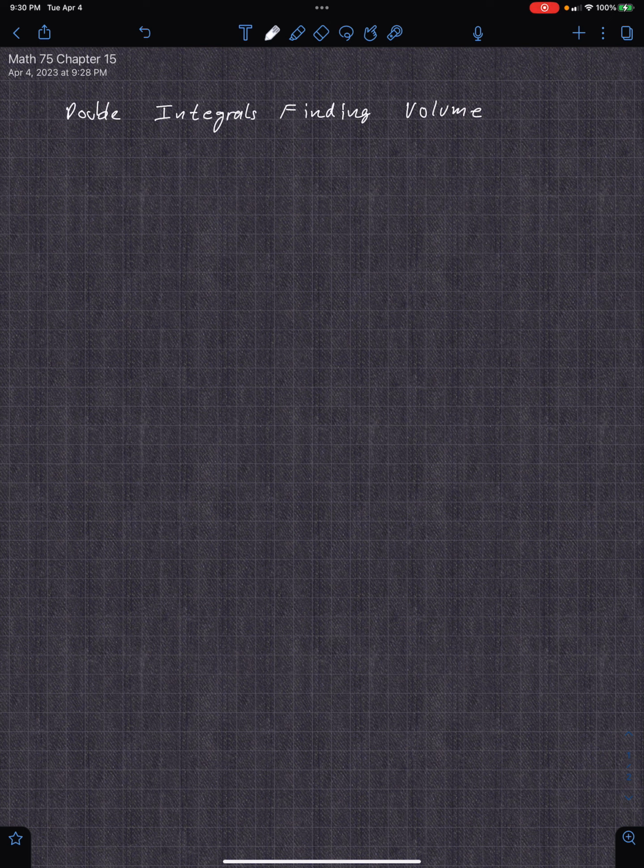So basically, you're going to find a volume. It's kind of like the area where you subtract the top and the bottom, but we'll be doing this with double integrals. So it's going to be basically a top surface and a bottom surface, and you're going to subtract to find the volume in the middle. So let's take a look at that. This is 15.1 and 15.2. Let's look at this example.